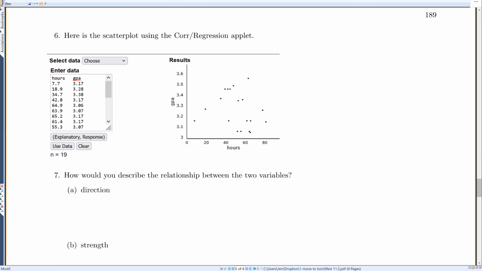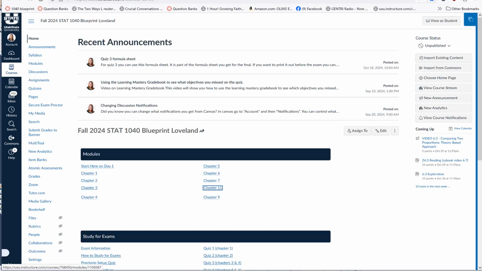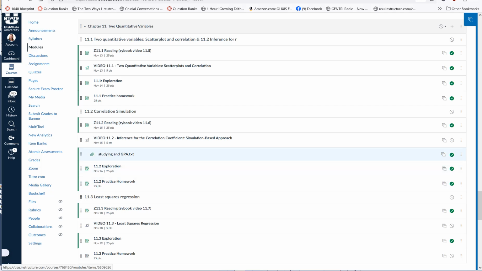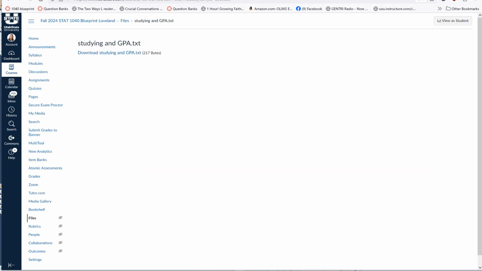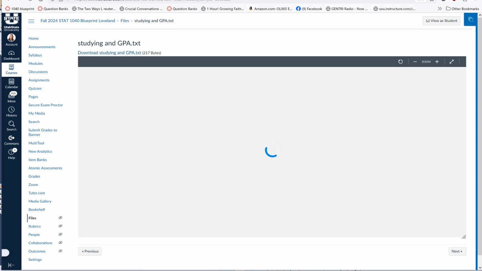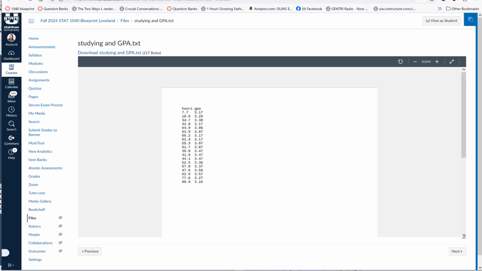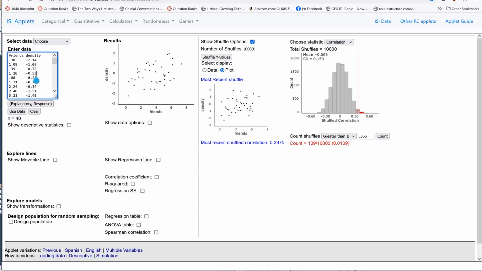So let's pull up our applet and the data set. Okay, here's our applet. Now we can go into Canvas to actually get our data set. It should be under the Chapter 11 module. It should be here, this studying and GPA. It's just a text file. I just need to copy it. Control A, copy it. Come over here.